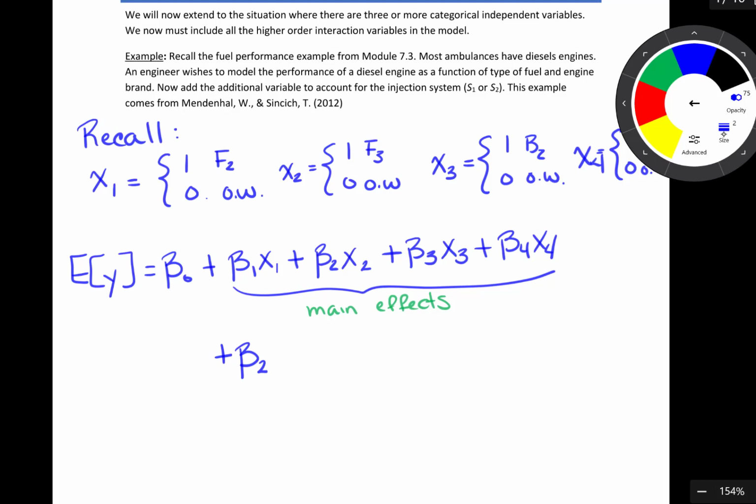So the first one I'm going to have here is going to be x1, x3. So what this one is looking at is the interaction between fuel type 2 and brand 2. And then the other fuel and brand interaction that I could have would be fuel type 3, which that's dummy variable 2, and brand 2. So notice these are going to be my fuel by brand interactions.